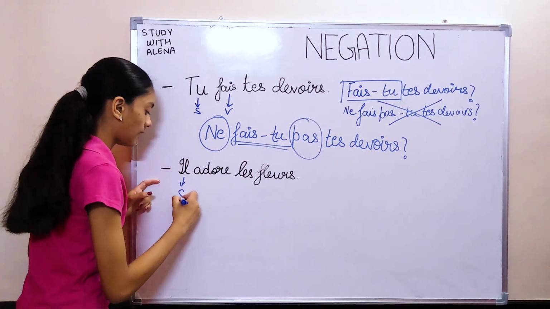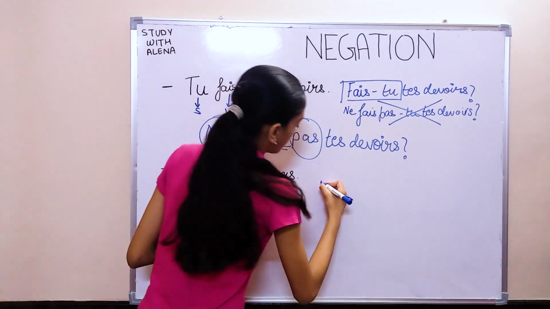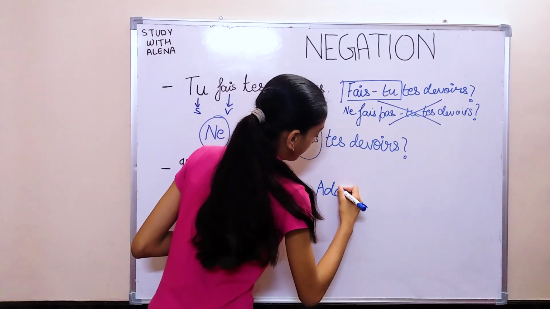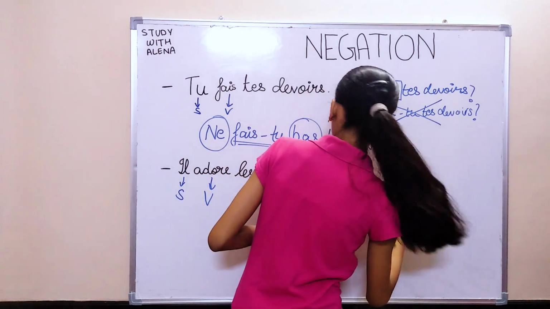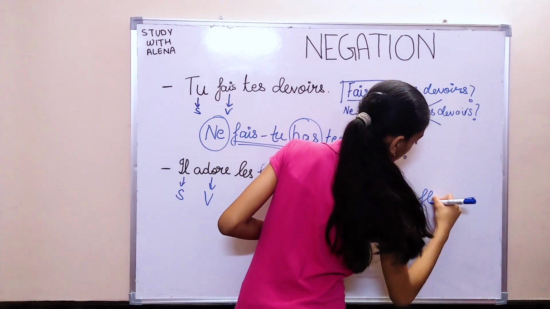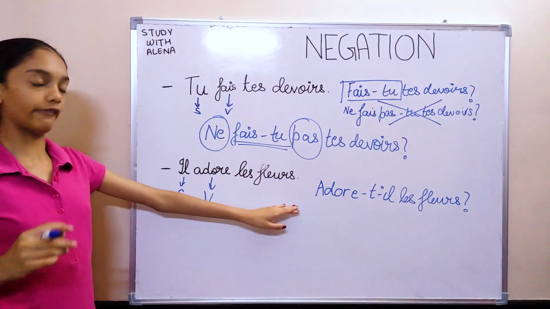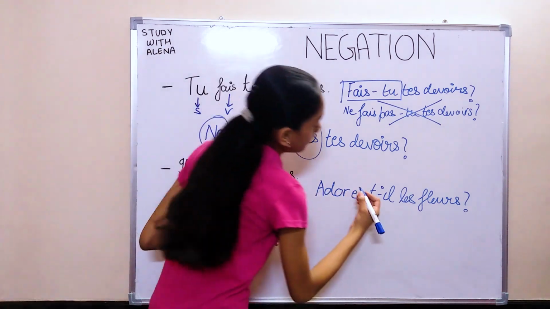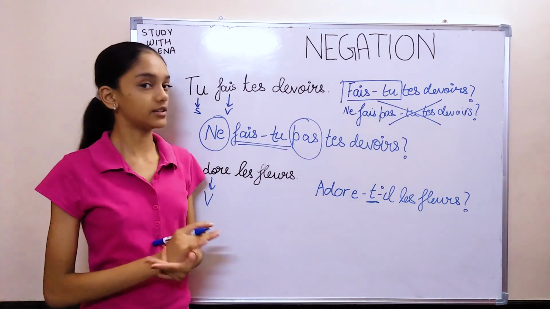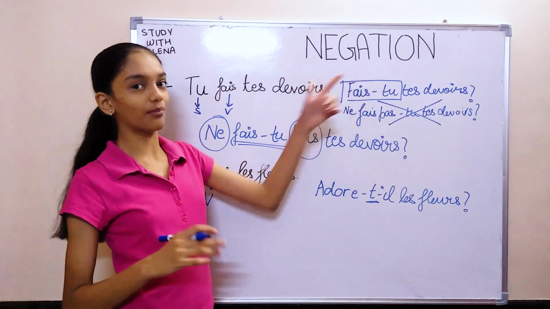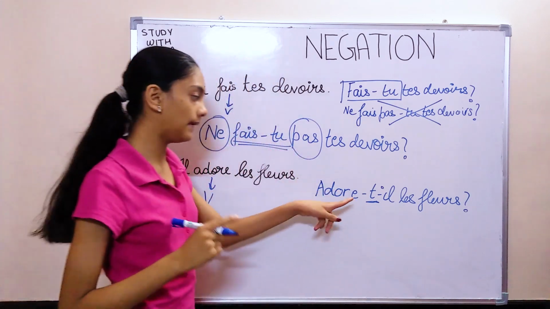Subject is il, conjugated verb is adore. Now, if we convert it into inversion, it will become adore-t-il les fleurs. Now, if you are well aware of interrogation, you will know why I have placed this T over here. If you are not very clear with interrogation, you can check out this video above or in the description box. Now, once again, I'll tell you why we place the T.